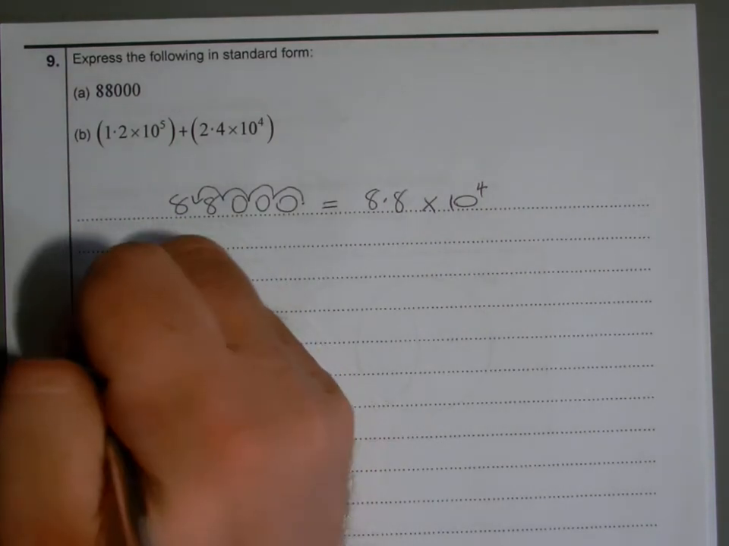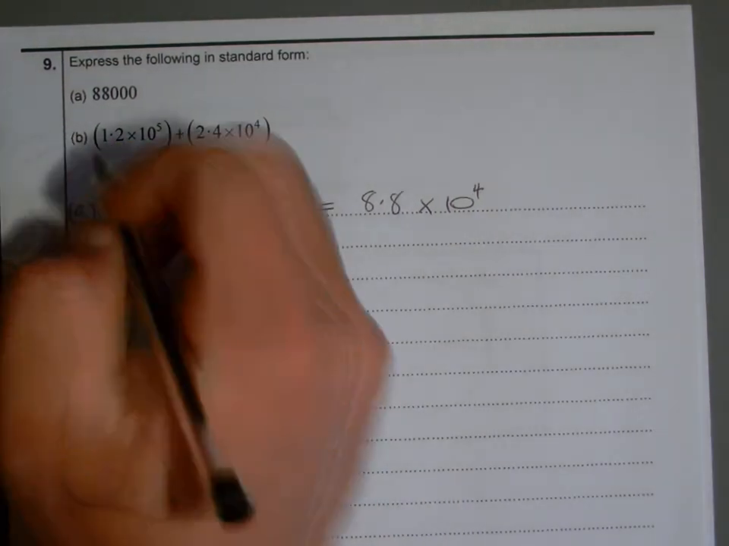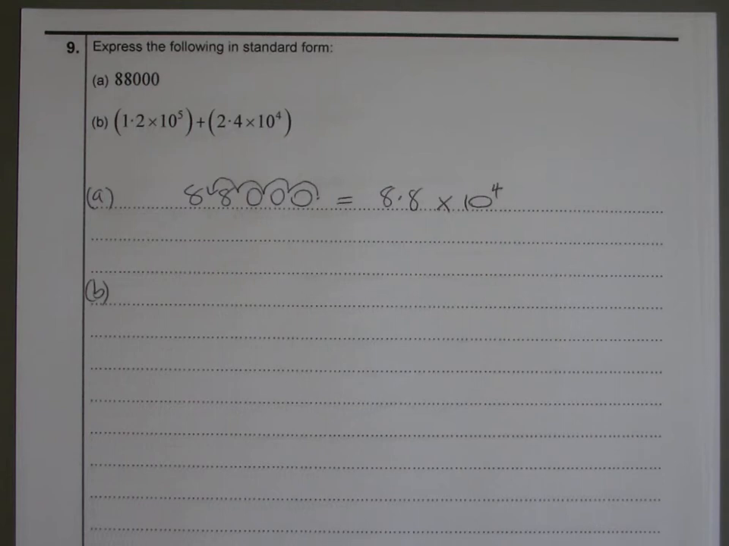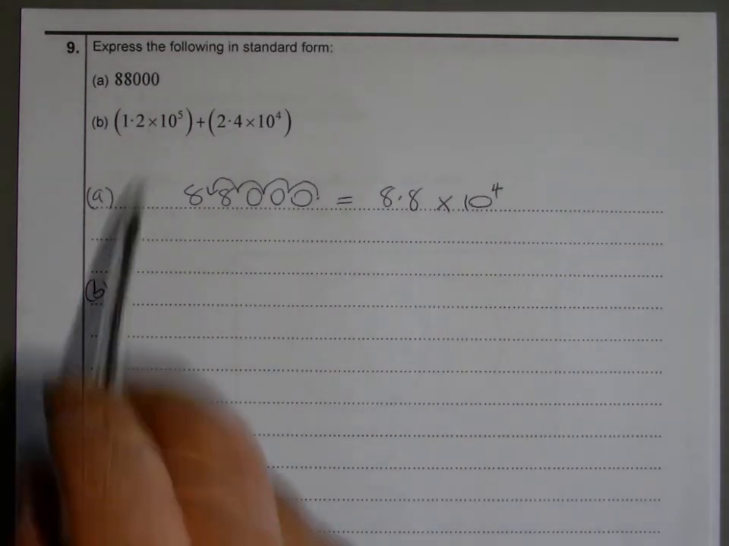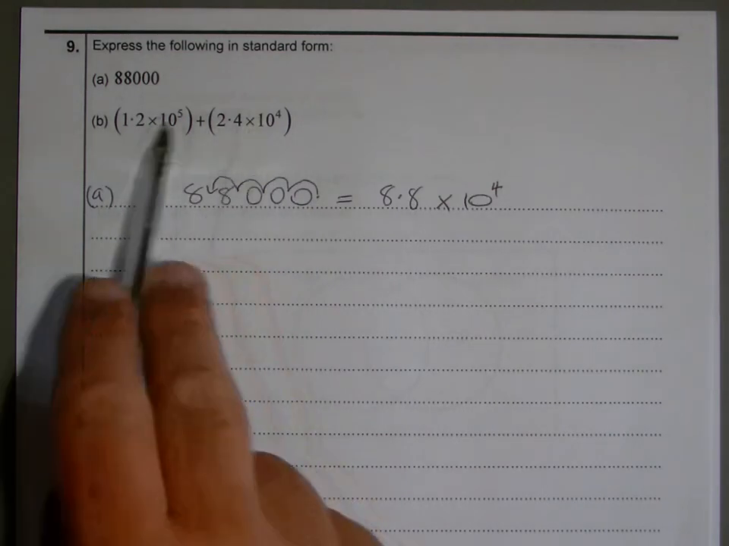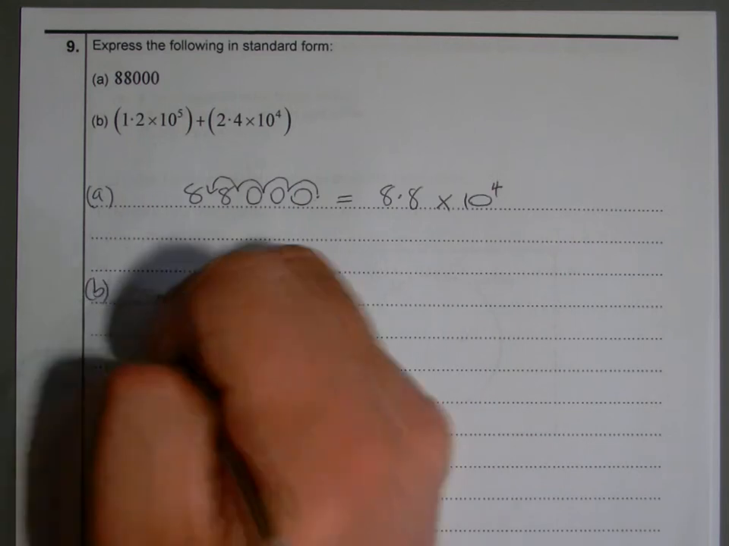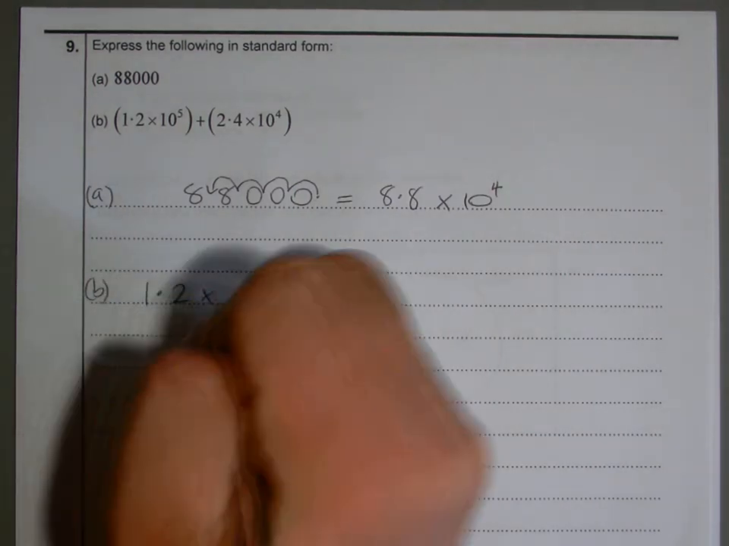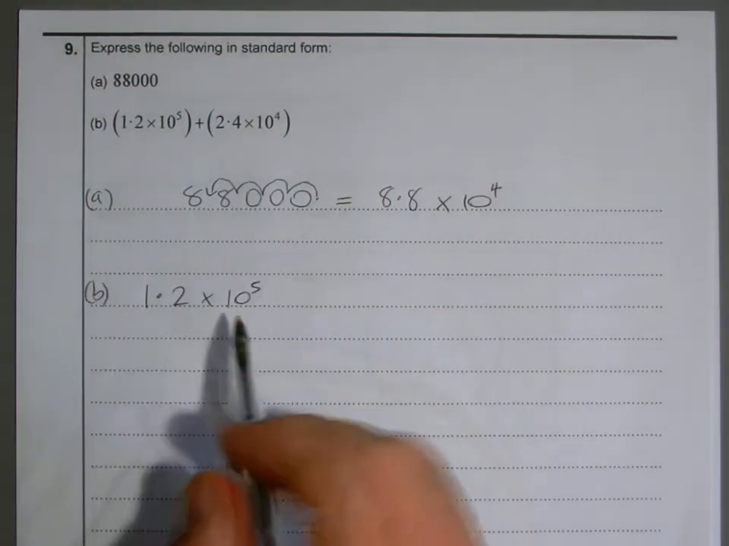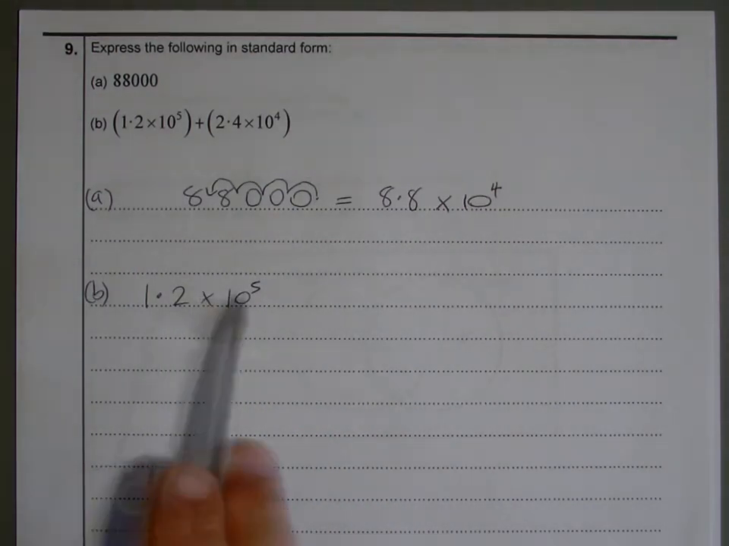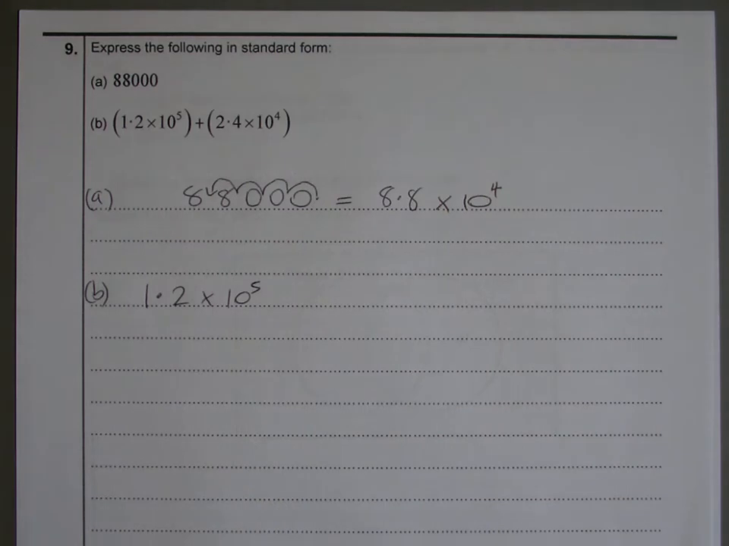Now, with B, you've got to express this in standard form as well. But you have to do a bit of work here in order to make this easy. The first thing I would do, because you've got two different terms here, is focus on one at a time. So here you've got 1.2 times 10 to the power 5. Now the best way is to change this into an ordinary number. So this is standard form, get rid of that, write it as a normal number.